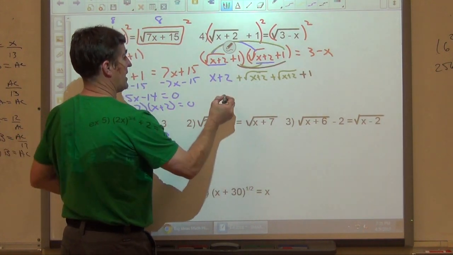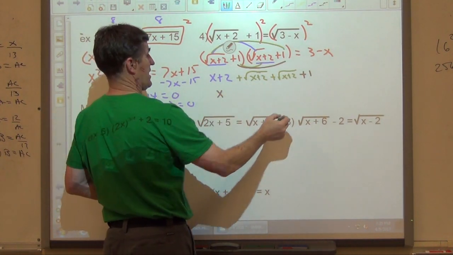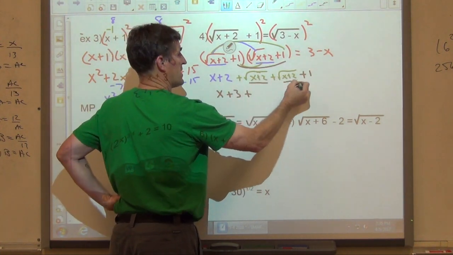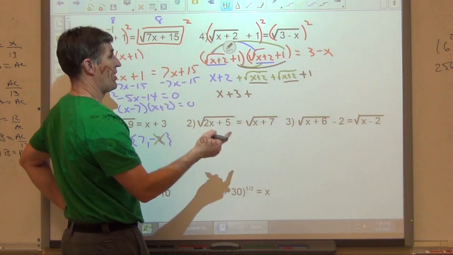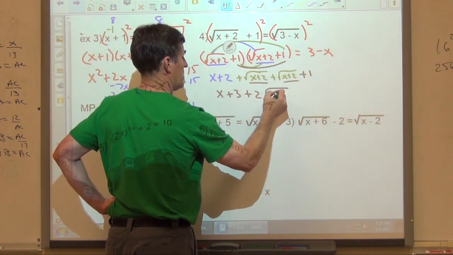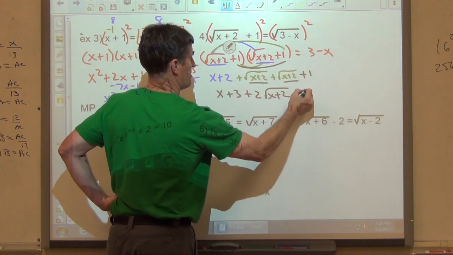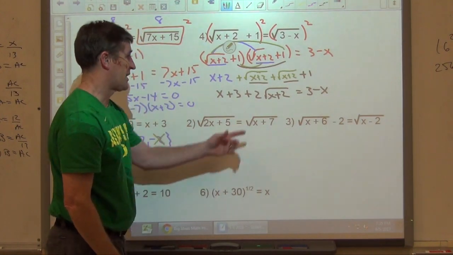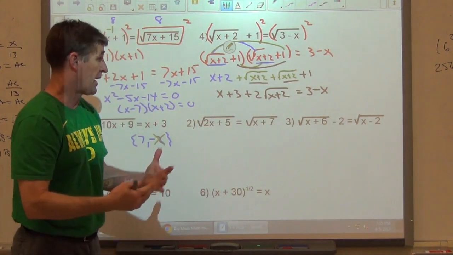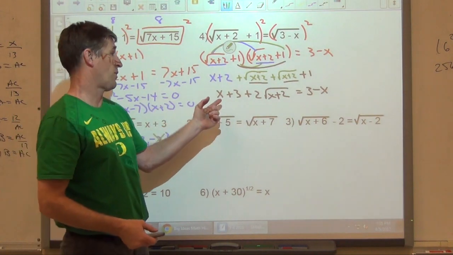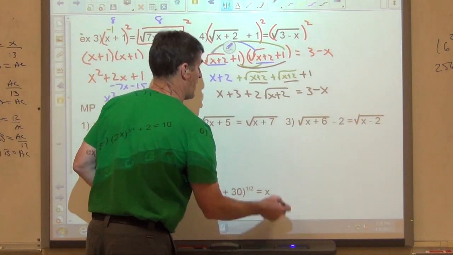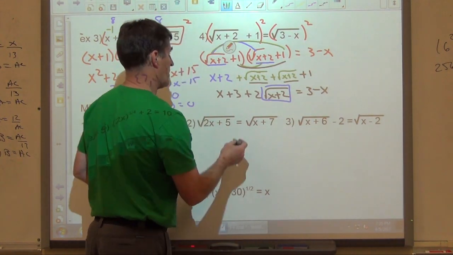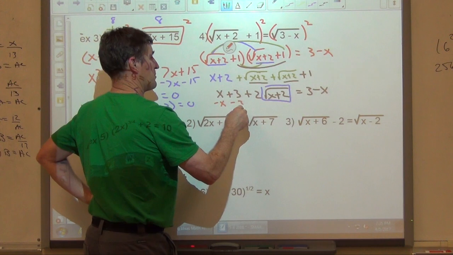So on this side, I'm going to end up with x, plus 3, plus, now remember, if what's inside the radical is the same, you add the numbers in front. So 1 plus 1 would be 2 square root of x plus 2. So you can see, even though I've squared that, I still have a square root inside there that I have to get rid of. So now we have to go back and isolate this part. So now I got to get this by itself. So I'm going to, first of all, subtract x and subtract 3.